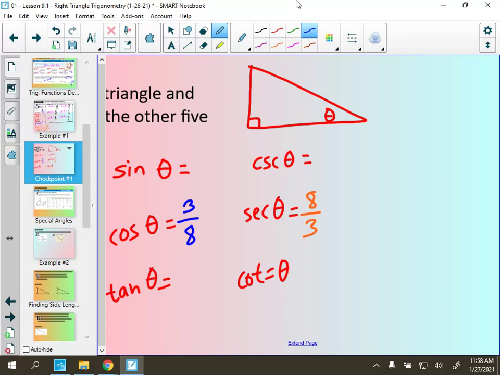What was one of the things we did? We labeled the sides. Oh, this would be my opposite side. This would be my hypotenuse. This would be my adjacent side. I think at some point, whether it's now, whenever, I want to see that same phrase, SOHCAHTOA. So that's going to come up at some point.